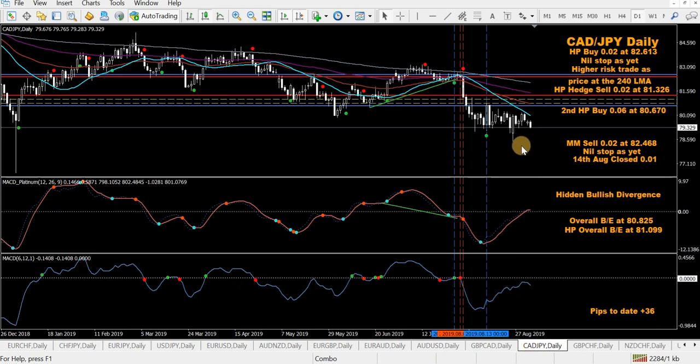CAD yen. Another yen pair that's given me some grief. I took a HP buy, followed by I think it was the mod MACD sell, then a sell hedge on the HP, then a second buy, which didn't get up to my break-even levels. So I'm in a little bit of pain on this one, but I should work my way out of it. We'll just see how it pans out, because this might just roll over and I can look for another buy, possibly to the upside.